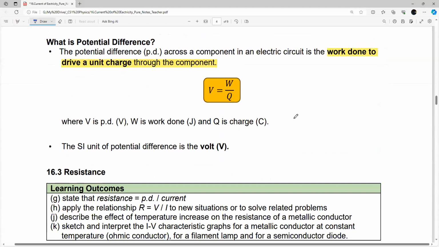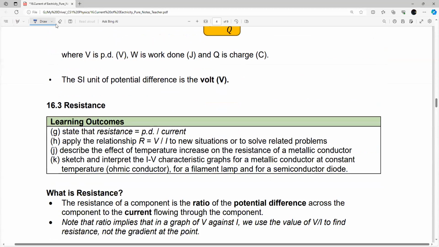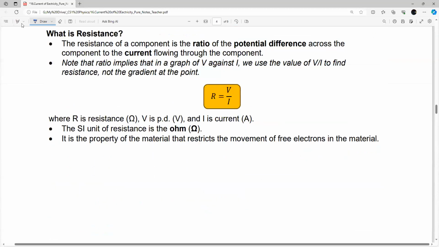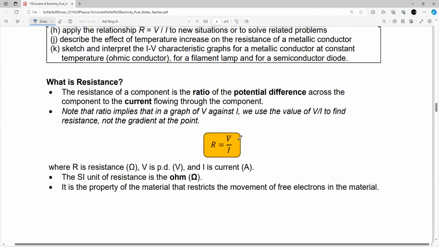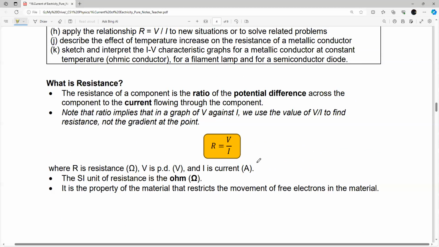So what is resistance? Resistance is the ratio of potential difference across the component to the current flowing through the component, given by the formula R equals V over I. The unit for resistance is ohm. So resistance of a material is actually the property of the material that restricts the movement of electrons in the material. So a higher resistance means you're restricting the flow of electrons.